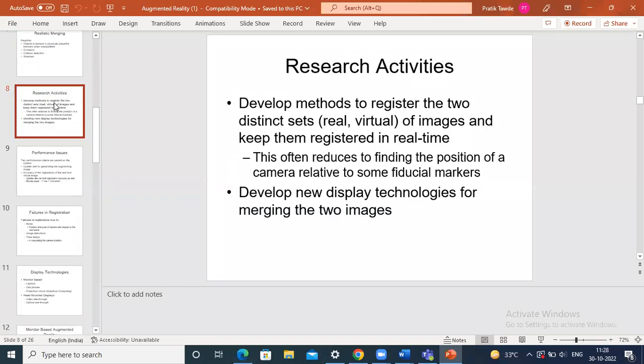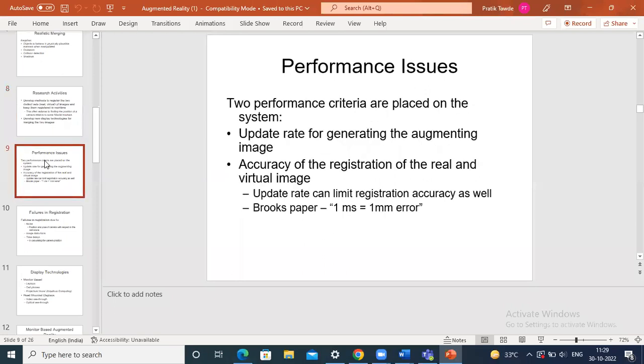Research activities. Develop methods to register the two distinct sets, real and virtual, of images and keep them registered in real time. This often reduces to finding the position of the camera relative to some fiducial markers. Develop new display technologies for merging the two images. Suppose you have two images and you want to merge them, that is also possible with the help of AR and VR technology, that is augmented reality and virtual reality.